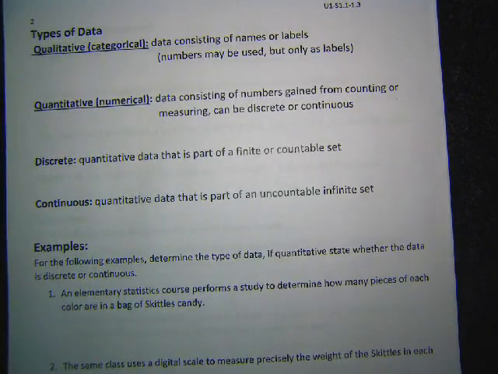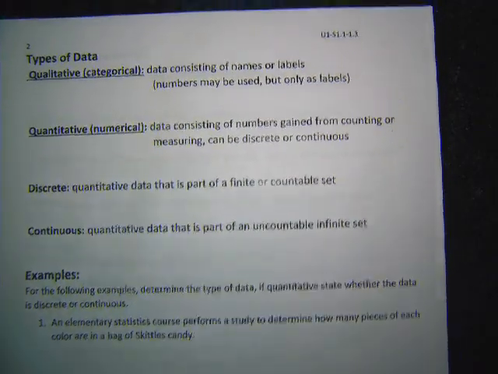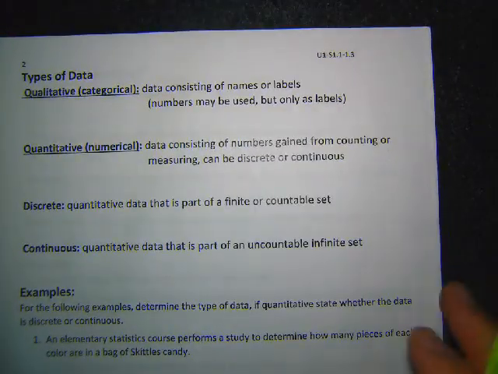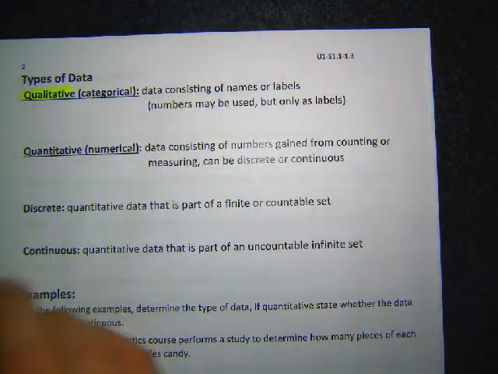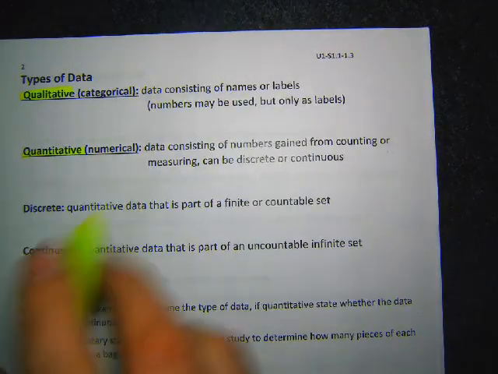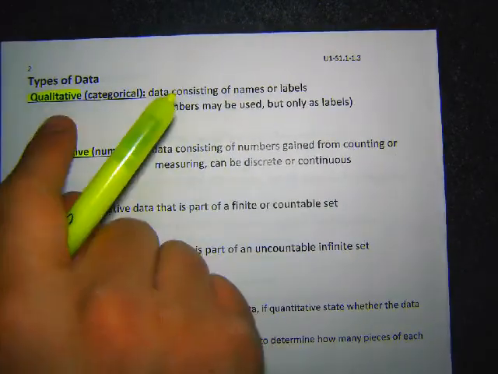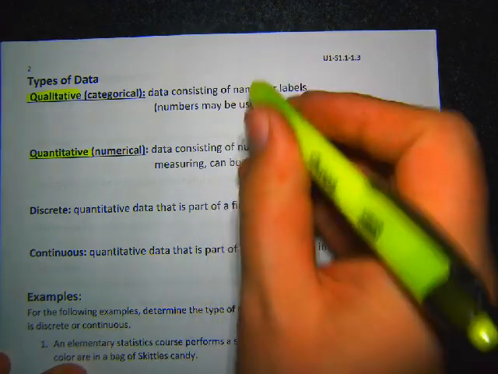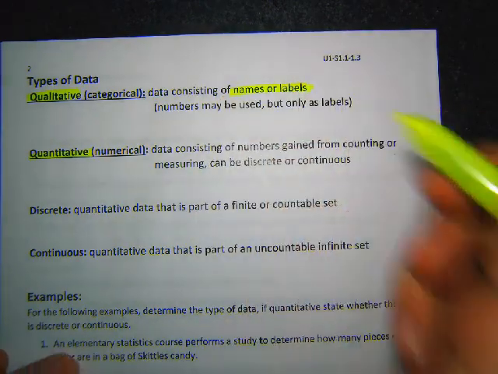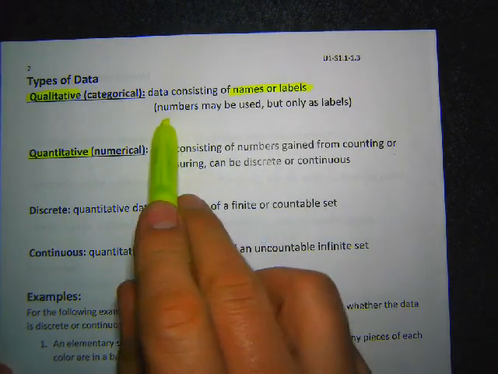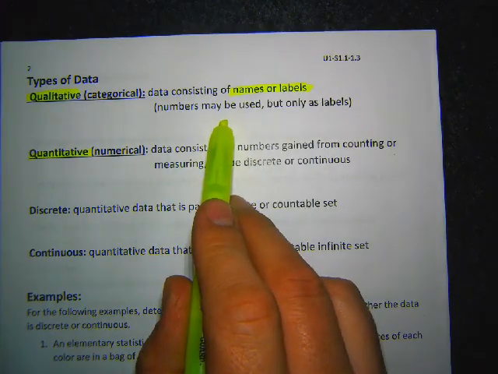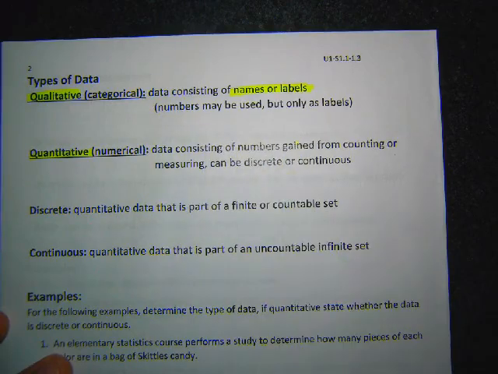Okay, some types of data. So first off, we have two main types, or flavors, if you will, of data. Those two types are qualitative, also called categorical, or quantitative, also called numerical. So qualitative data is any kind of data that consists of names and labels. So these are things where you're going to label it, things like hair color, eye color, what state you live in. Those are labels, names. You can have numbers for qualitative data, but only if those numbers are being used as labels.